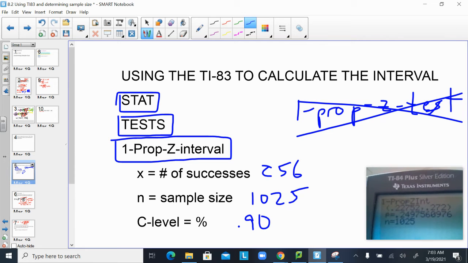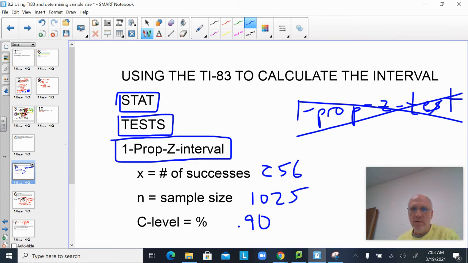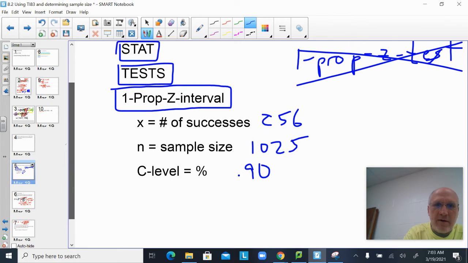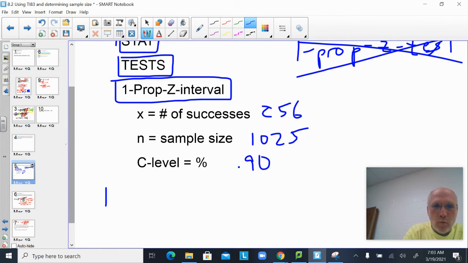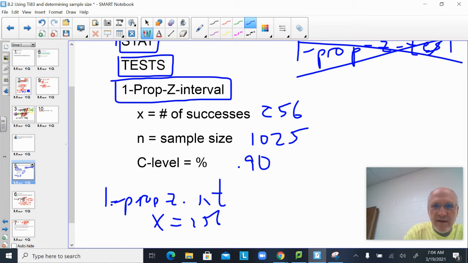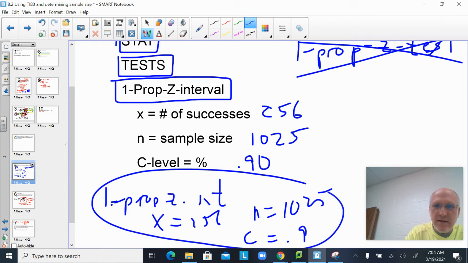Notice it gives us p hat, not that we need it. So you absolutely may use that. As far as what you would write down, you would write one proportion Z interval, X equals 256, N equals 1025, confidence level equals 0.9, and then you would write down your final answer of the interval. So whenever you're finding a confidence interval from now on, you can just go right to there.